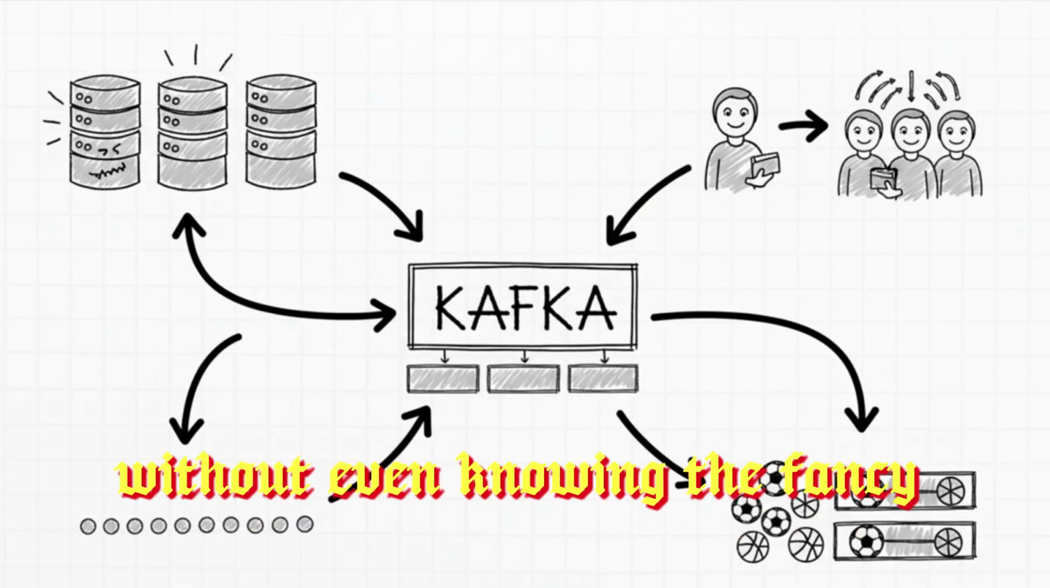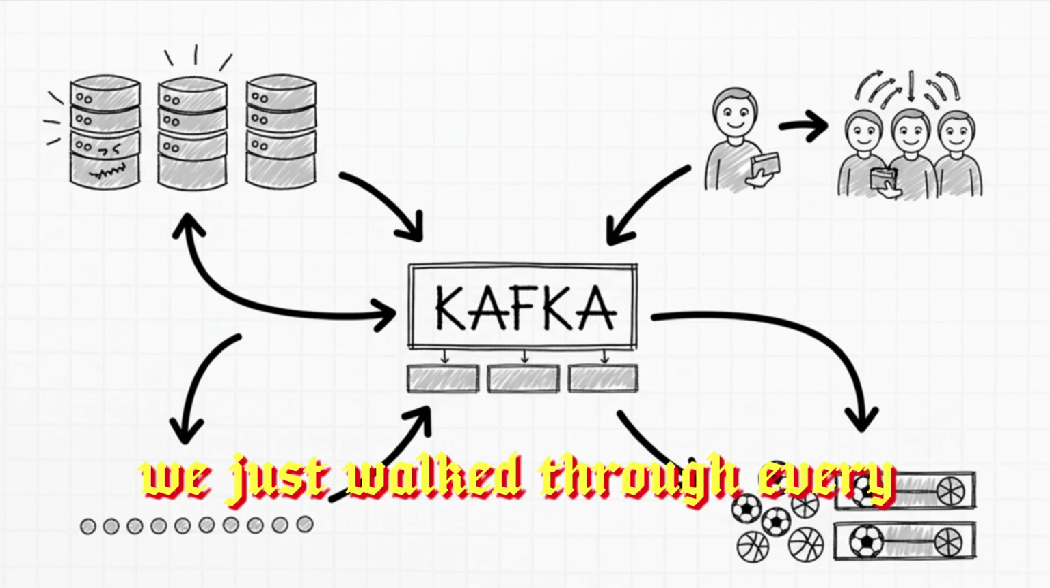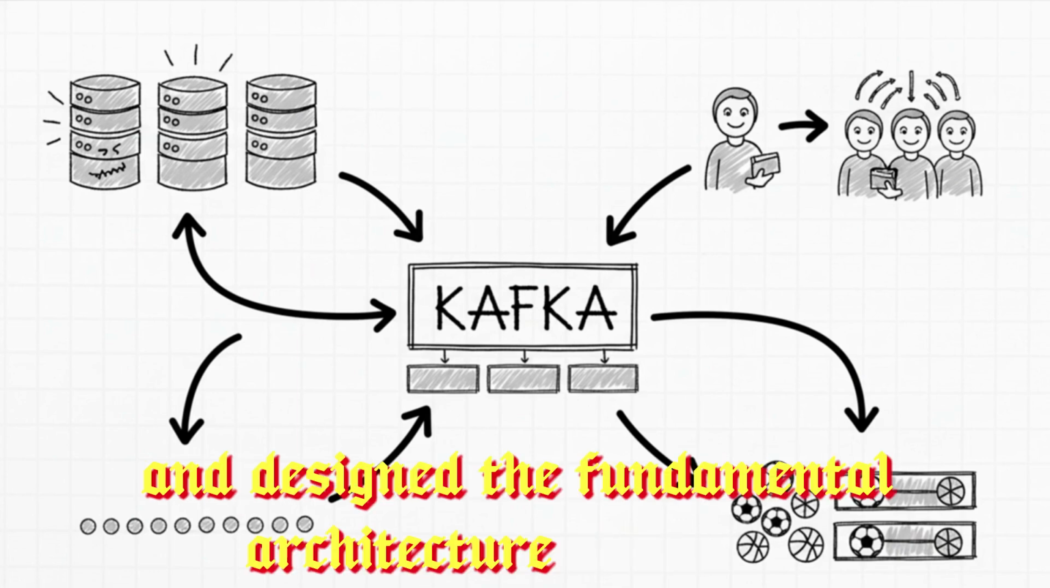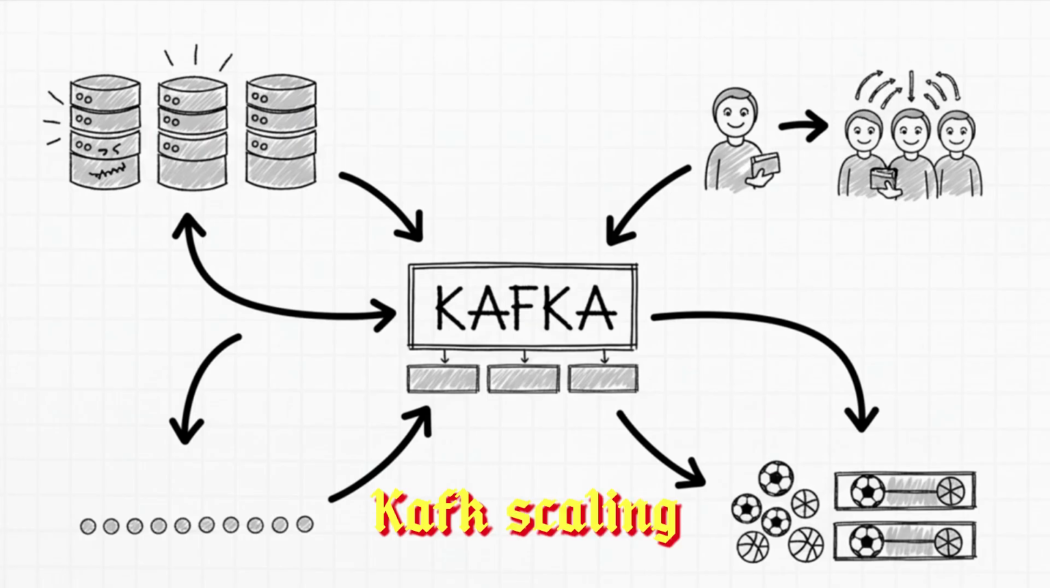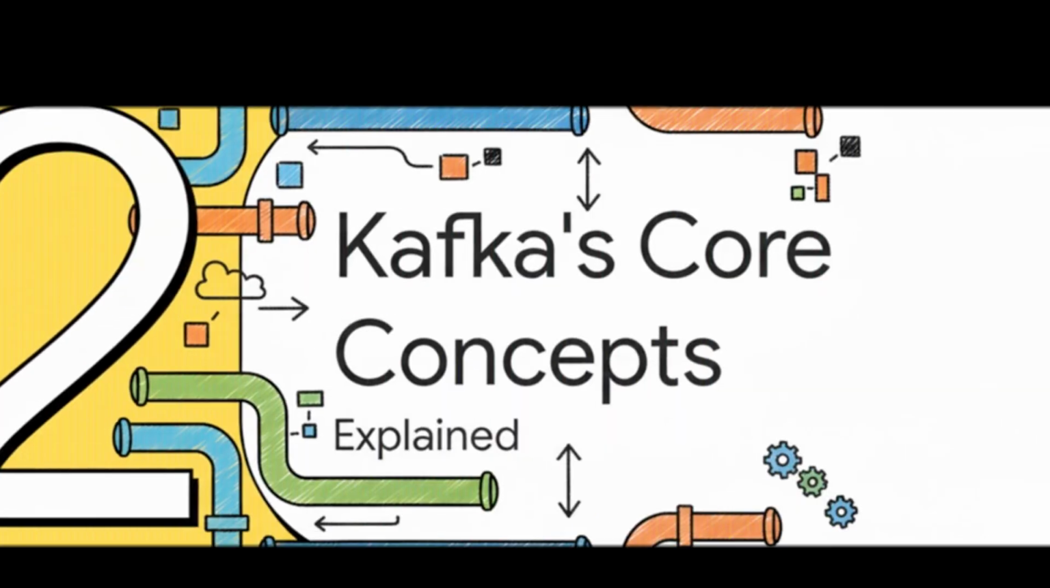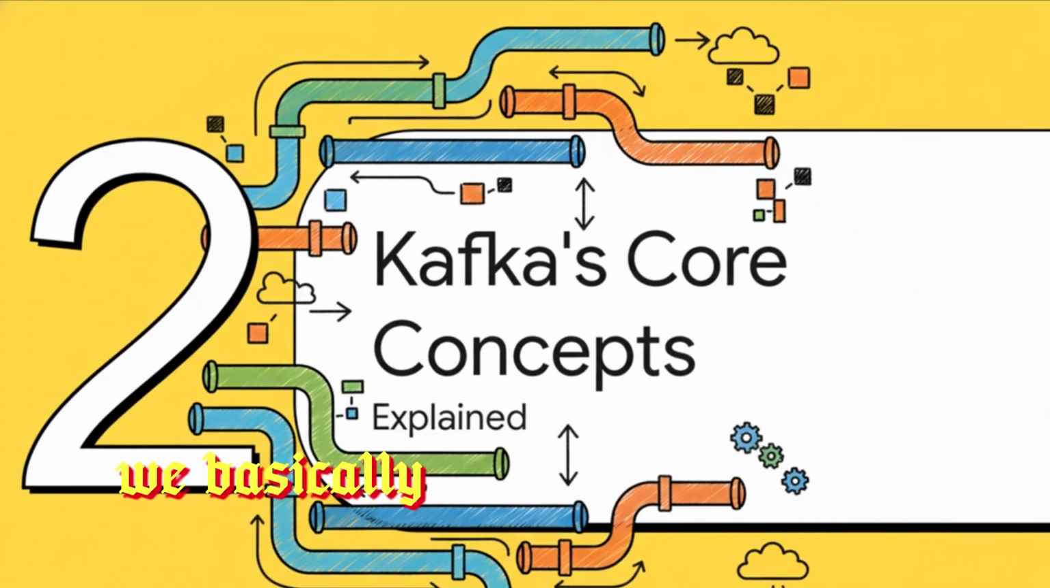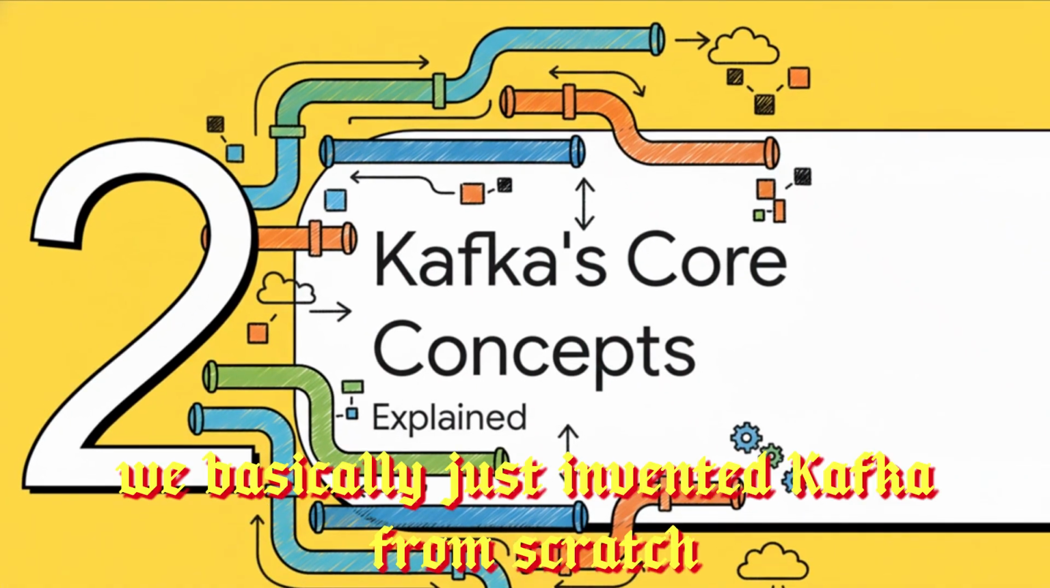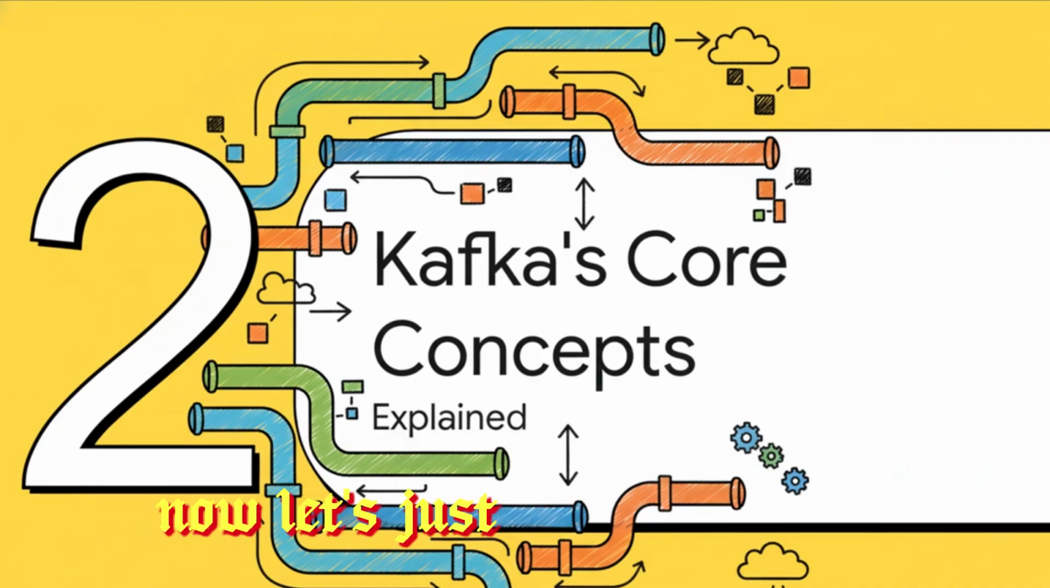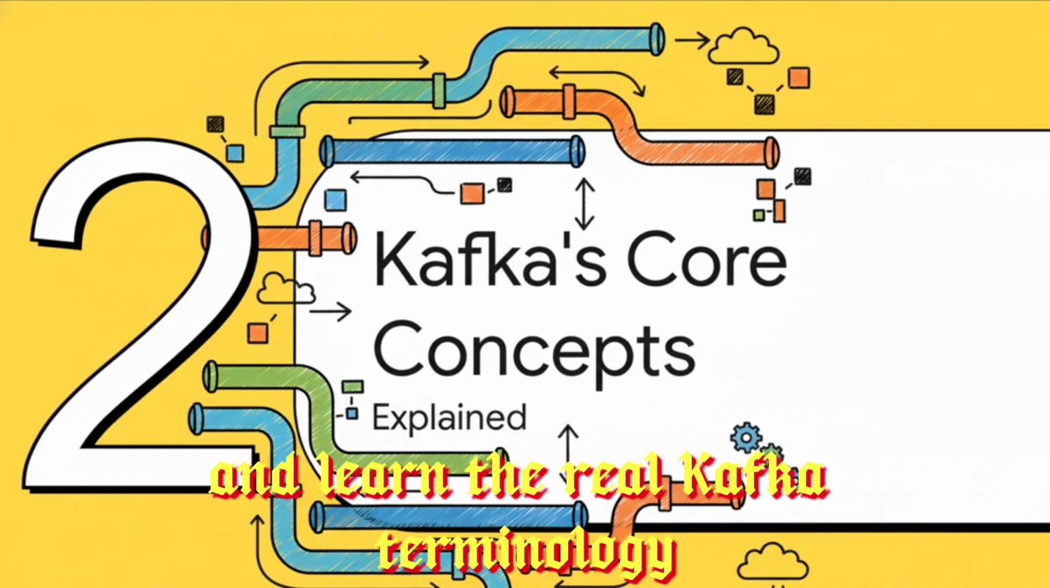And, believe it or not, that's it. Without even knowing the fancy terminology, we just walked through every major problem and designed the fundamental architecture of Apache Kafka. Scaling, ordering, consuming, organizing, we figured it all out. So, using our World Cup site, we basically just invented Kafka from scratch. Pretty cool, right?